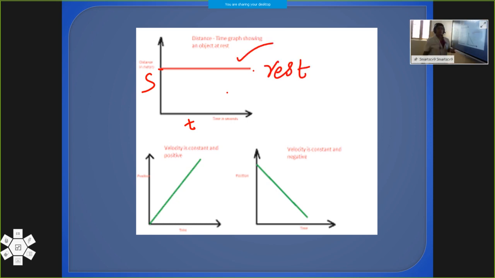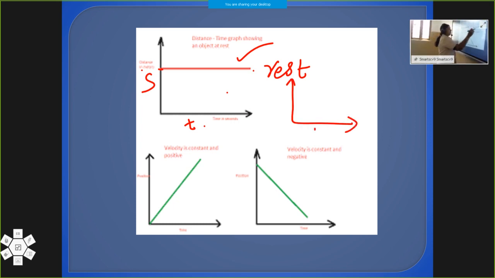This is one of the board pattern questions, that is, you will be given this type of graphs and you will be asked to identify the state of the object. Here you can easily say that first you have to check it is a distance time graph or not. Yes, distance time graph. Then straight line parallel to the time axis. You have to check that. If it is parallel to the distance axis, position axis, what will be your inference then?